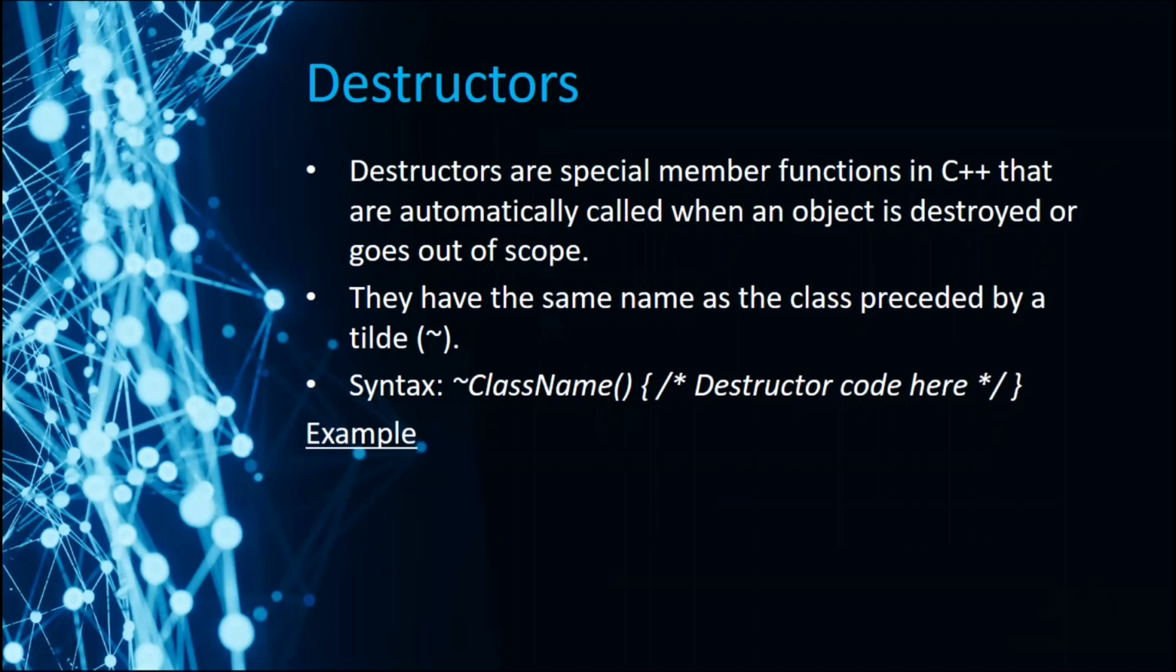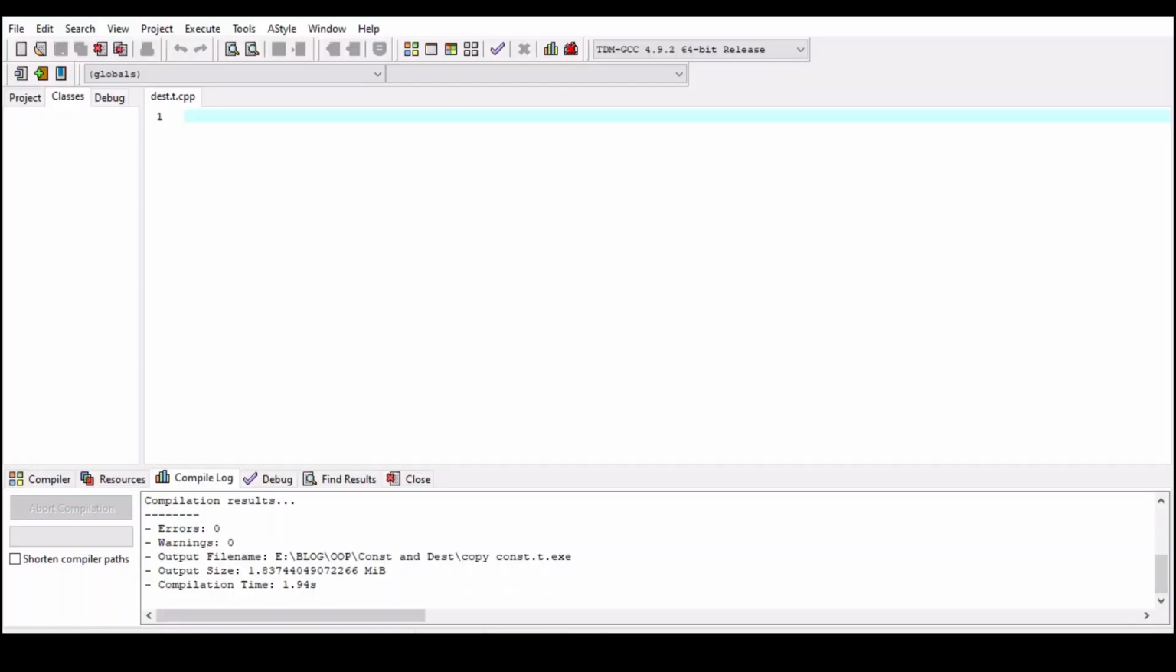While constructors are responsible for initializing objects, destructors are responsible for releasing any resources held by the objects before they are destroyed. A destructor is a special member function with the same name as the class, preceded by a tilde. Here's an example of a destructor.